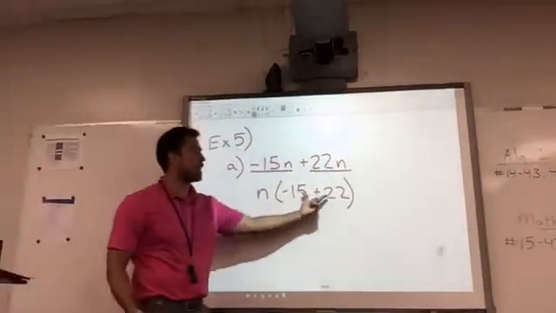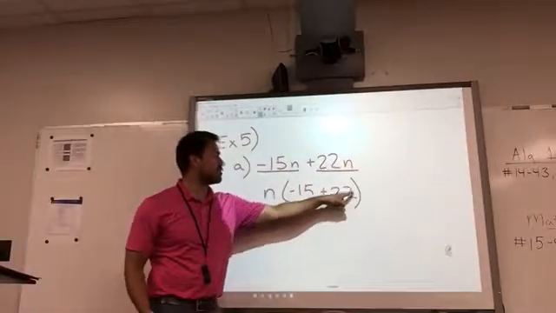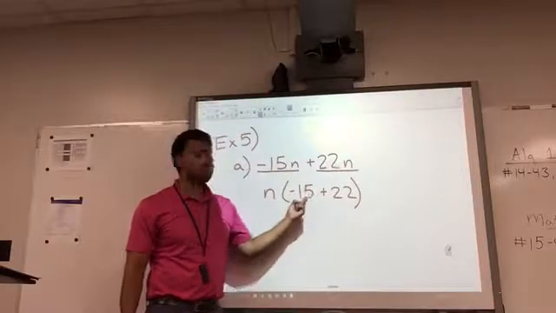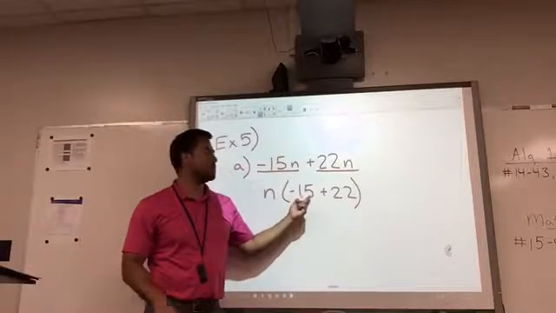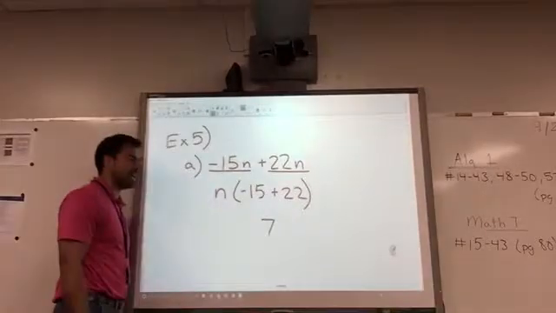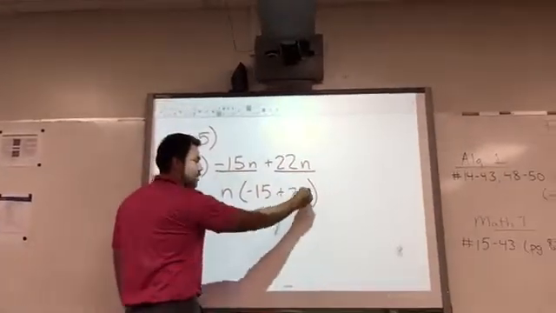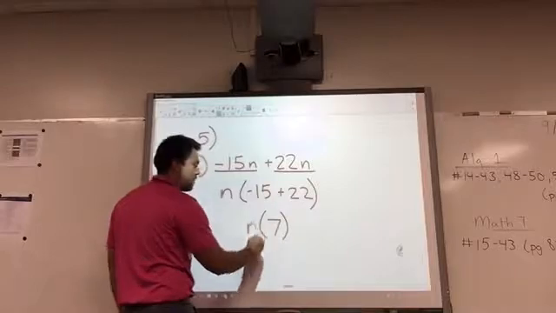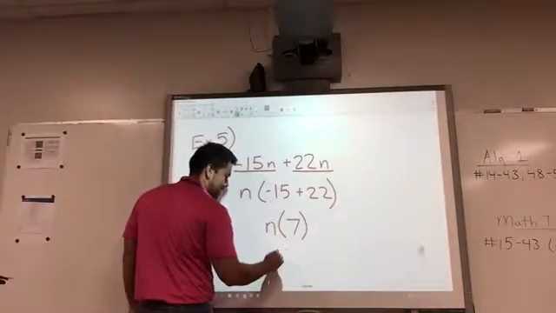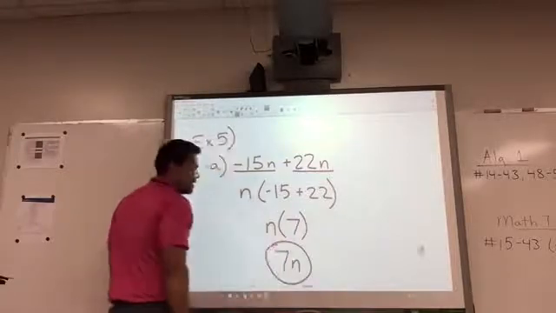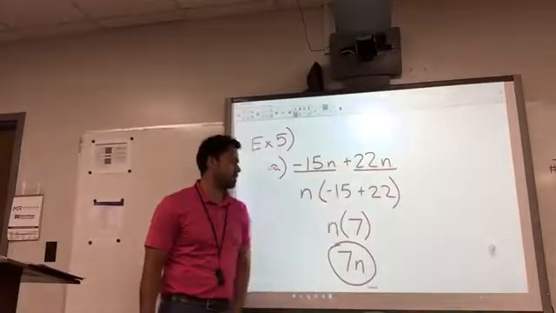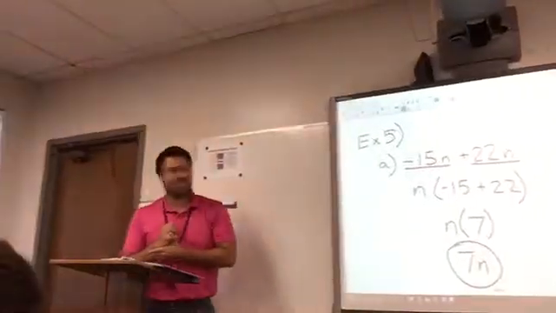So what's negative 15 plus 22? Well, they're opposite signs. So I have to find the difference of the absolute value of these two. What's the absolute value of 22? What's the absolute value of negative 15? It's 15. What's 22 minus 15? 7. Is it going to be positive or negative? Positive, because that one had a greater absolute value. So this is what I'm left with. And is that how I write my answer? No. How do I rewrite it? 7n. So all I'm doing here is adding the coefficients of the n's.